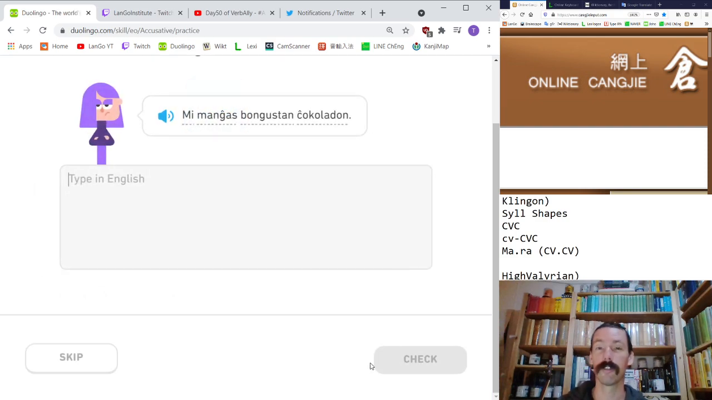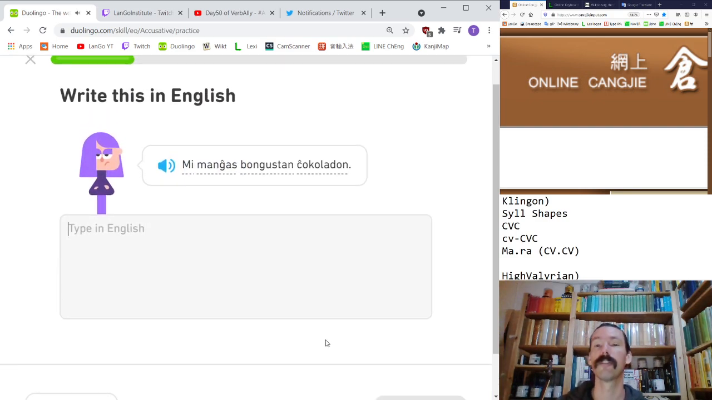Clunky English sentence. Mi manĝas bongustan ĉokoladon. Looks like bongustan is the name of a pretty cool country, but it's a compound of bon from Latin for good and gust, the stem meaning taste. A tells me this is an adjective, and N, it's part of the object noun phrase. Mi manĝas. I eat.